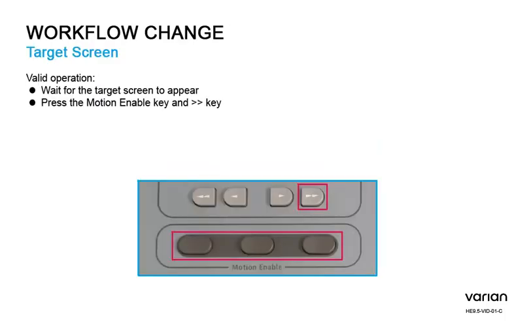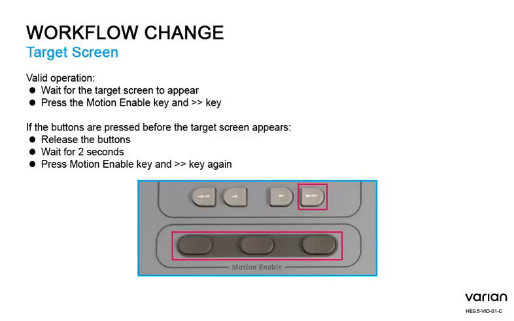Workflow change. Wait for the target screen to appear before pressing the Motion Enable button and double arrow key. If the buttons are pressed before the target screen appears, release the buttons, wait for 2 seconds, and press Motion Enable and the double arrow key again.